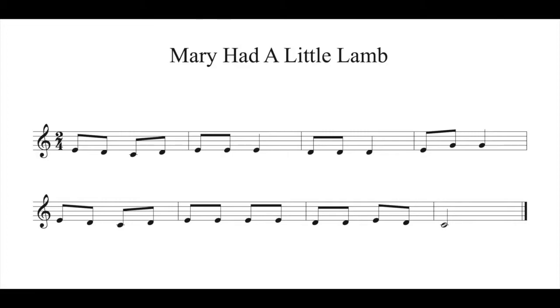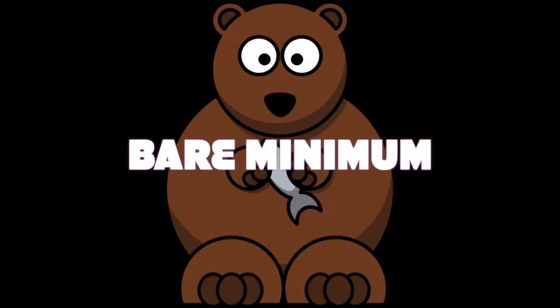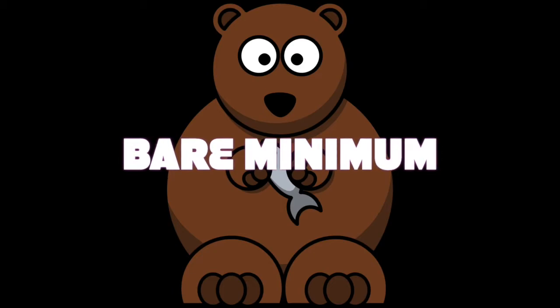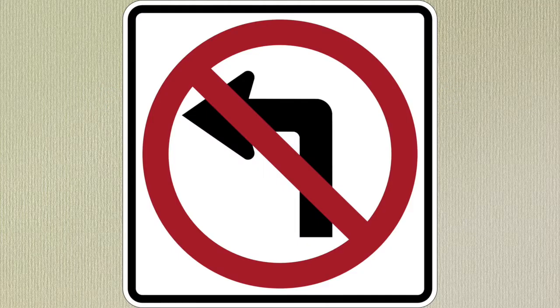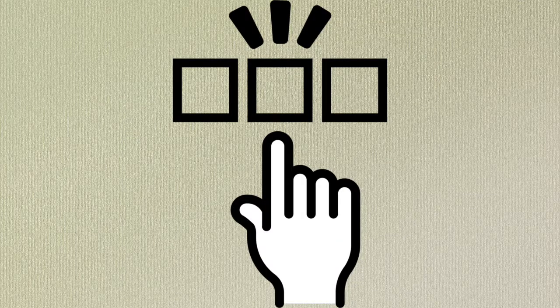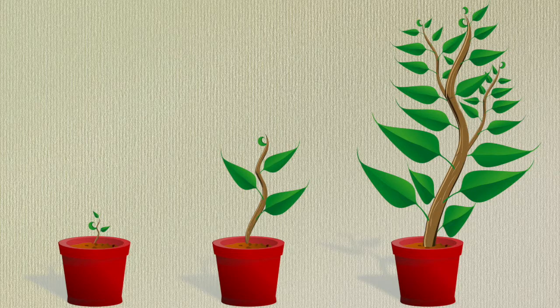We'll begin with a bare minimum chord progression. By this, I mean we will only draw from the primary diatonic triads, the 1, 4, and 5 chords. We'll only change harmony when necessary, and we'll start with the most obvious choices. From there, we'll systematically expand to more advanced variations.